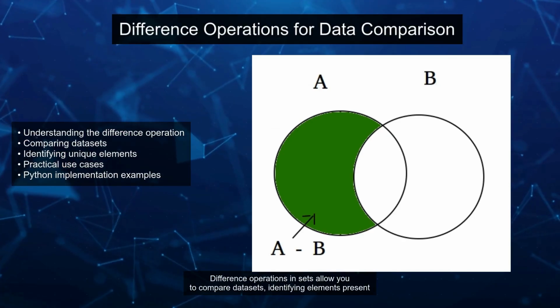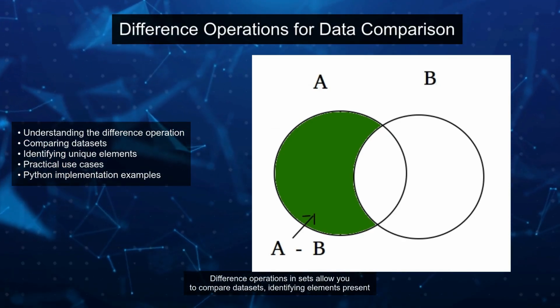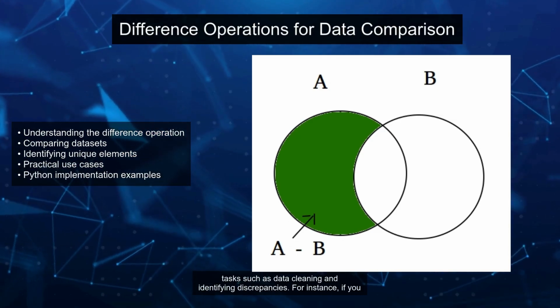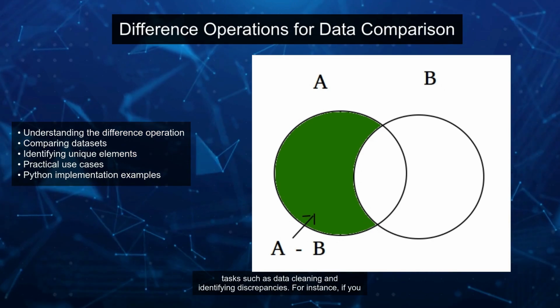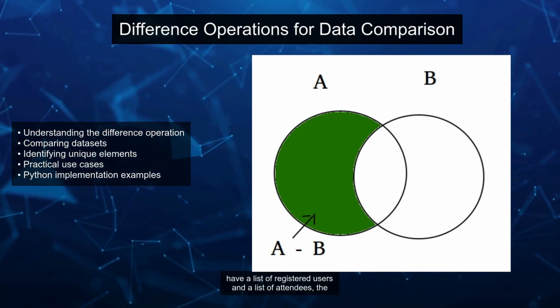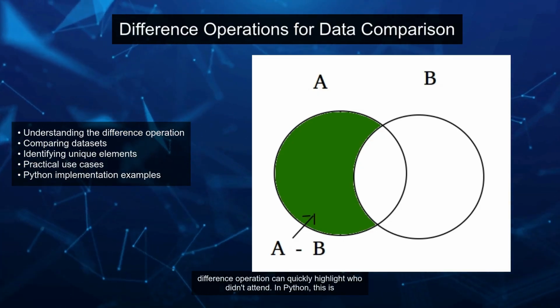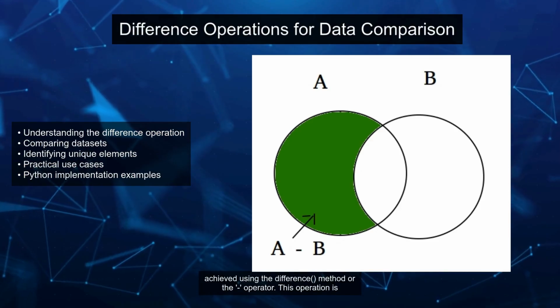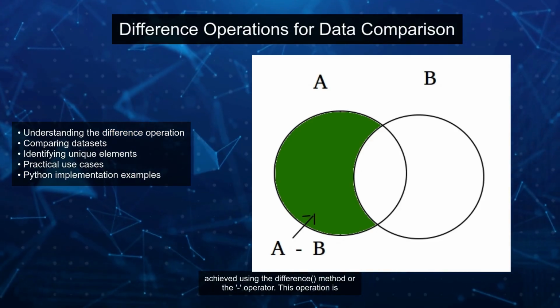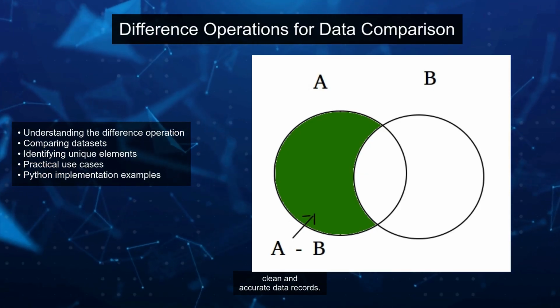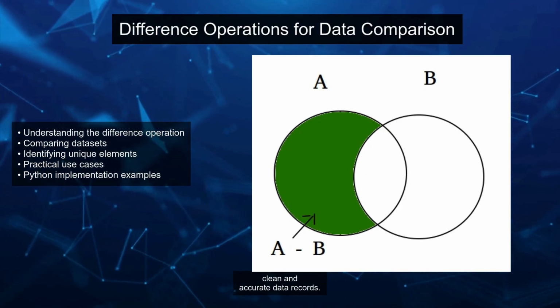Difference operations in sets allow you to compare datasets, identifying elements present in one set but not in another. This operation is crucial for tasks such as data cleaning and identifying discrepancies. For instance, if you have a list of registered users and a list of attendees, the difference operation can quickly highlight who didn't attend. In Python, this is achieved using the difference method or the dash operator. This operation is particularly beneficial for data validation and ensuring dataset integrity, helping you maintain clean and accurate data records.